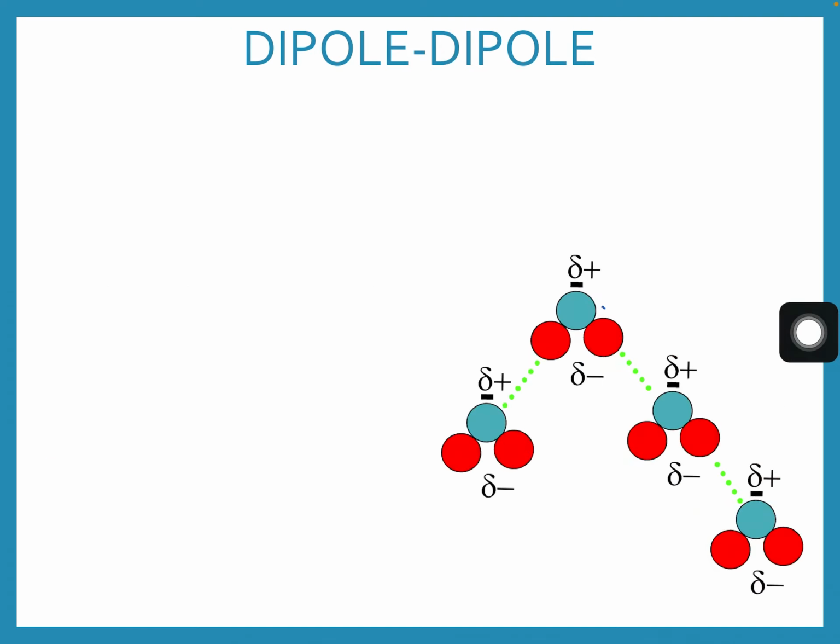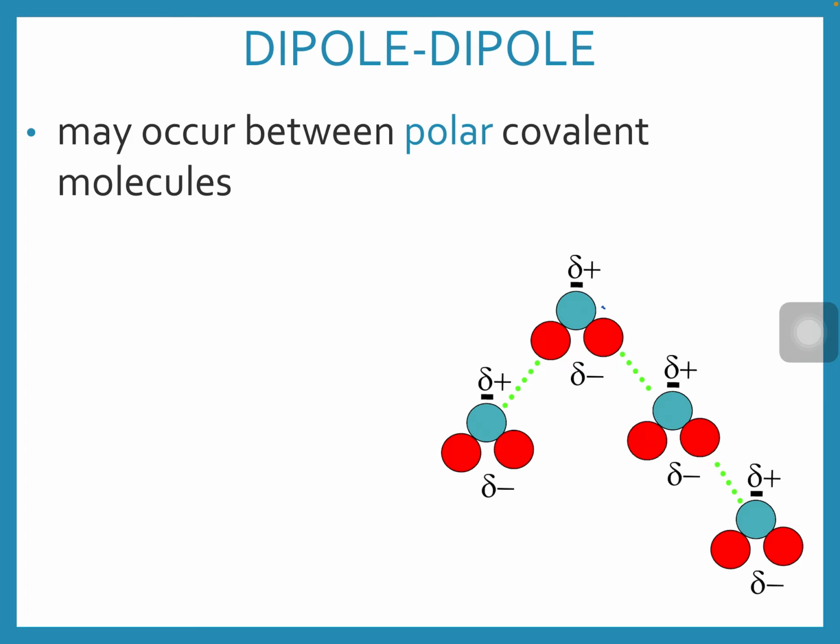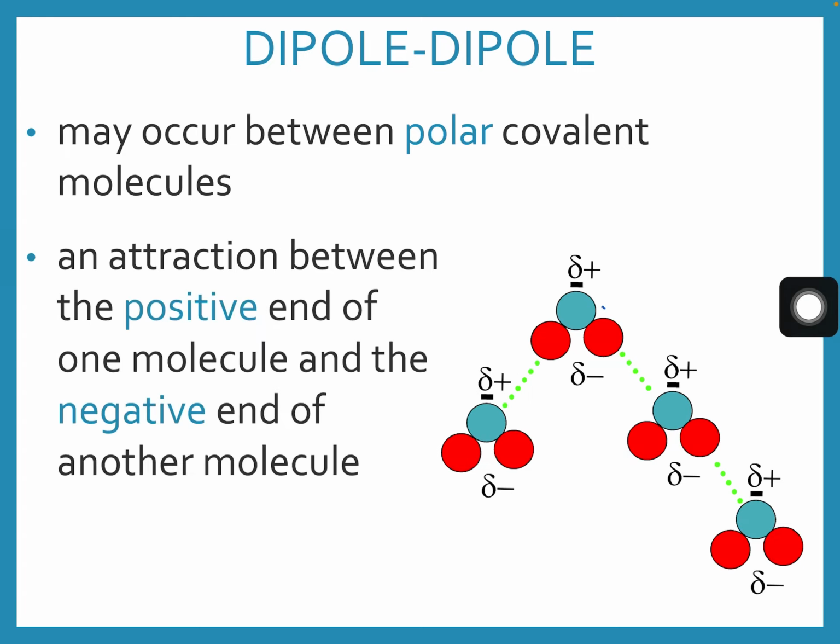So dipole-dipole bonds are the same as hydrogen bonds, except that they are not between a hydrogen and a fluorine, oxygen, or nitrogen. So we have the same idea though, where we have polar covalent molecules which have a partial positive and partial negative charge, and then we have an attraction between the partial positive side of a molecule and the partial negative of a neighboring molecule. So that is the same idea, only it's not as strong as the hydrogen bond.